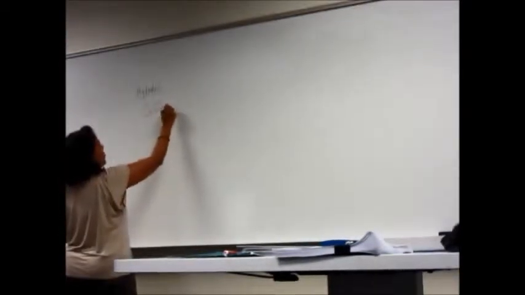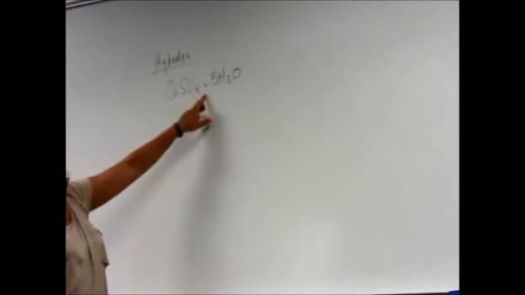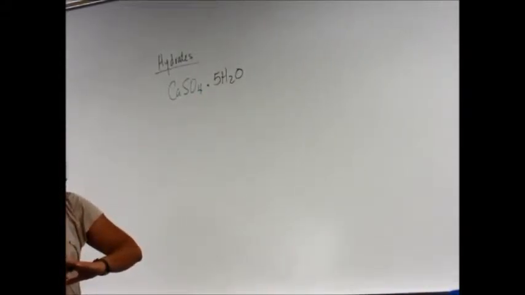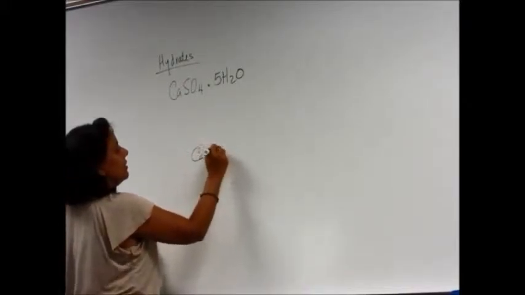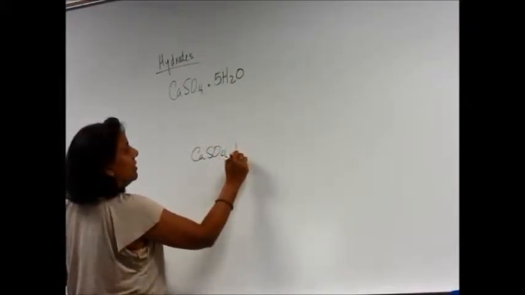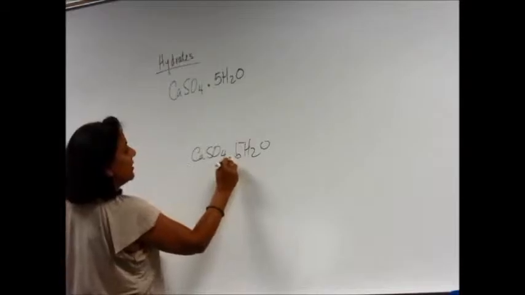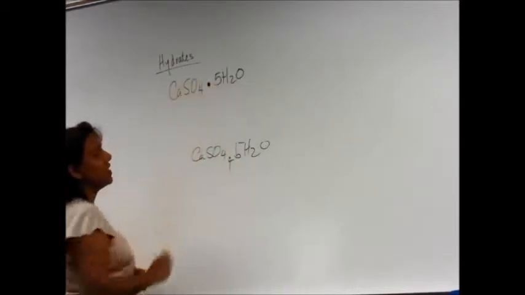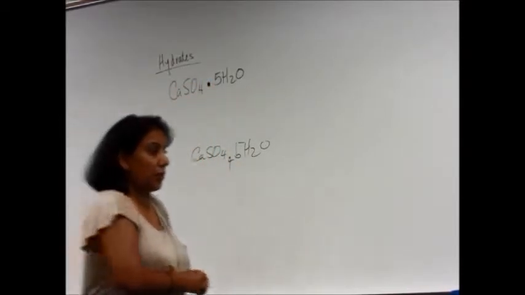Hydrates means that you have something that has water in it, and that's water molecules. For example, you can have a substance like CaSO4 that might say 5H2O, and there is a dot here. This dot is in the center, not sitting at the bottom of the line. It's in the center, and it's a nice big dot. So that's how you write hydrates.